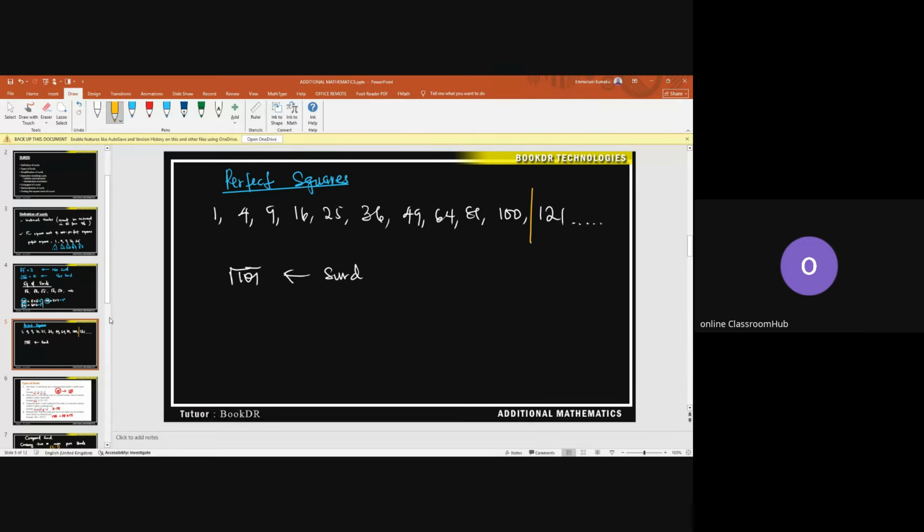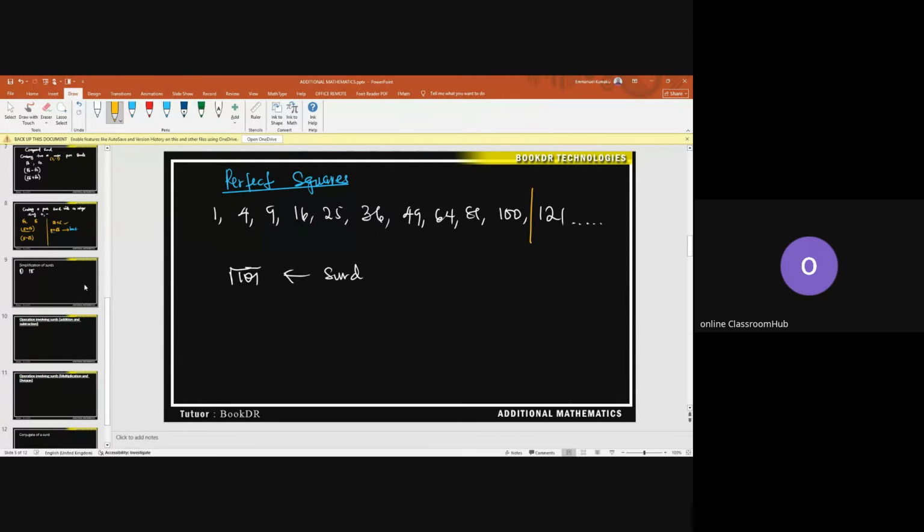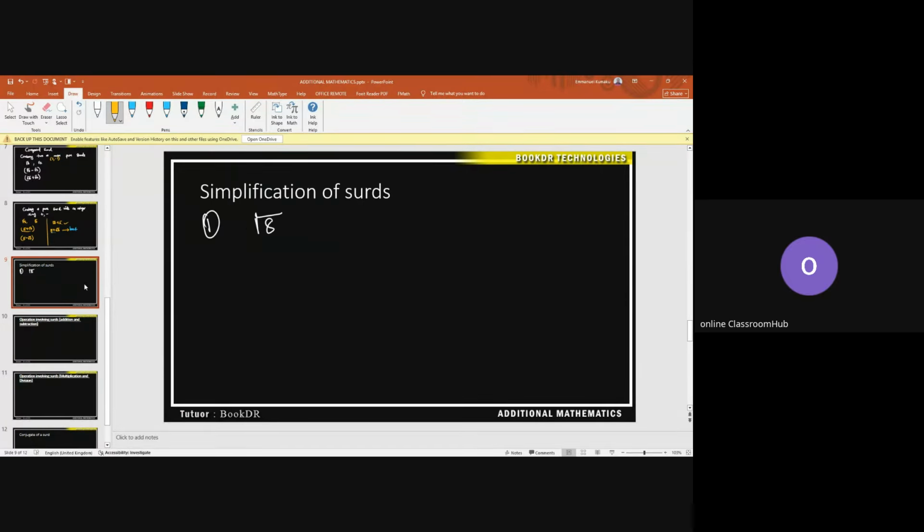Good. So now let's go back to our question. The square root of 8. If you want to simplify, you have to express the 8 as a product of two numbers, where one is a perfect square. So can we express 8 as a product of two numbers where one is a perfect square?